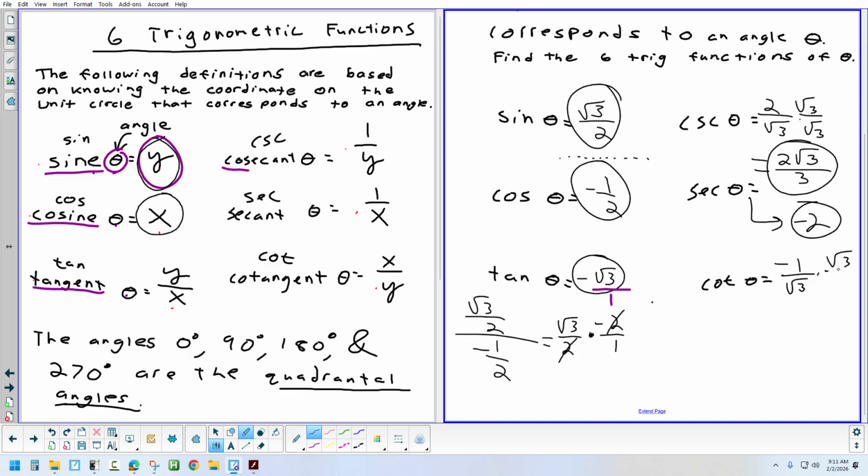Square root of 3 over square root of 3. And anyone think they can give me my final answer for the cotangent? Negative square root of 3 over 3. Yep. What we just did there would be 6 different problems on the test, but we just did all 6 in one question. Any question on how we got those 6 trig functions?